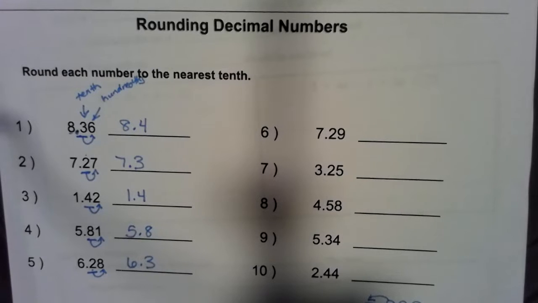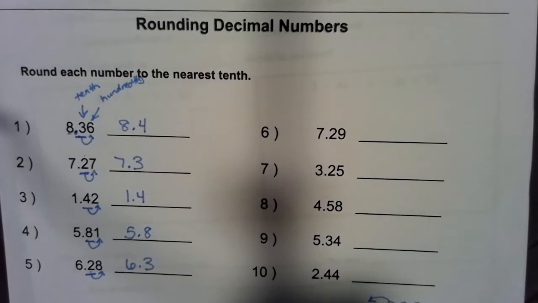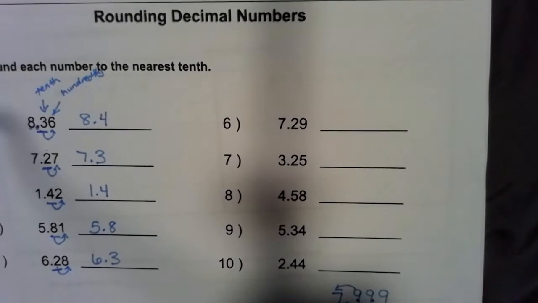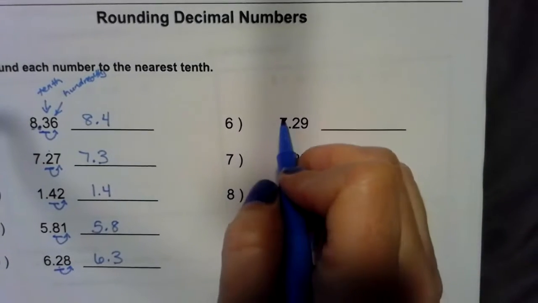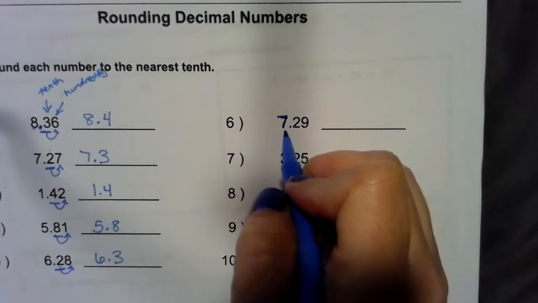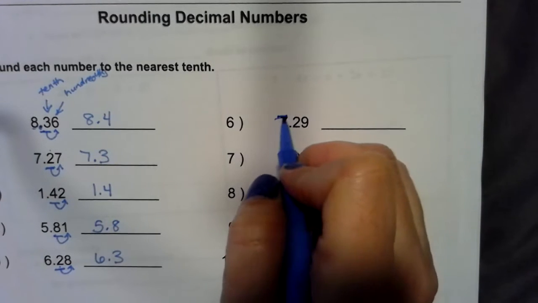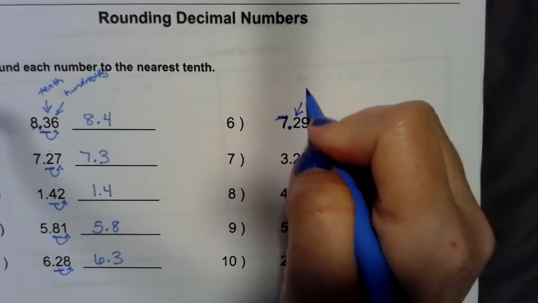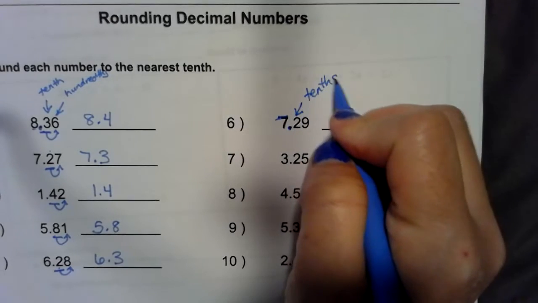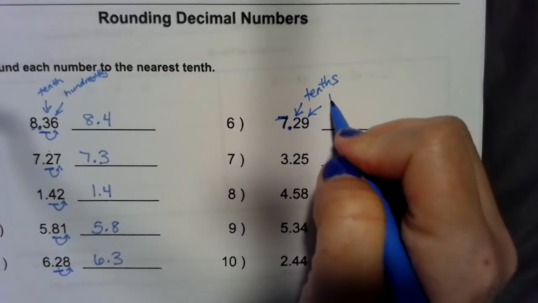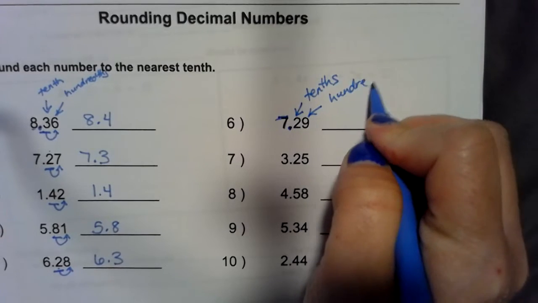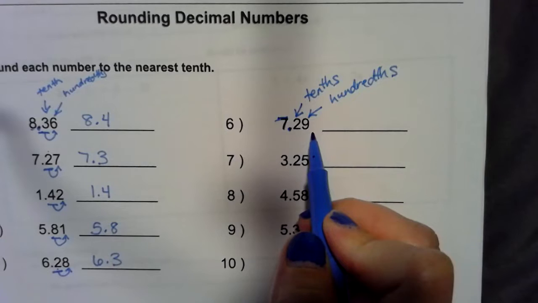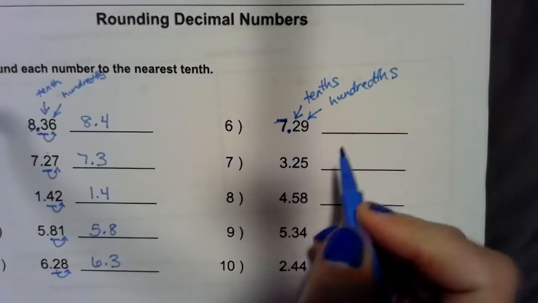I'm going to show you how to round to the nearest tenth. You need two spots to round to the nearest tenth. This is your one spot, so 7. Here's your decimal place. This right here is your tenth spot, and this right here is your hundredths place. Okay, so you only need two spots out to round to the nearest tenth.